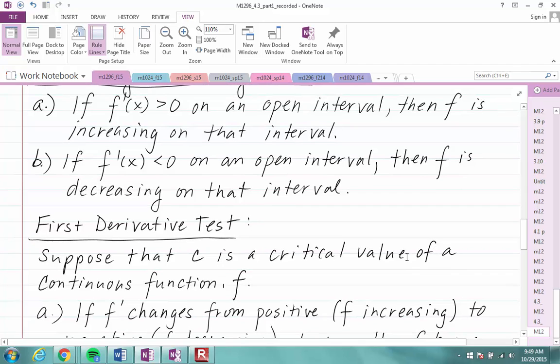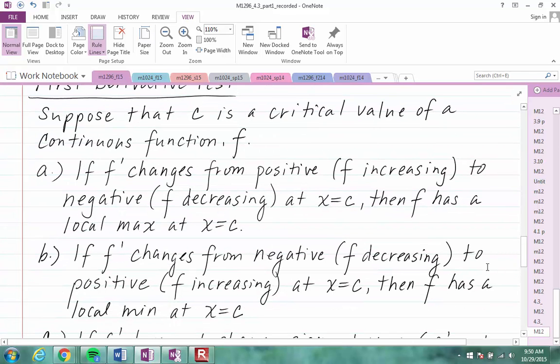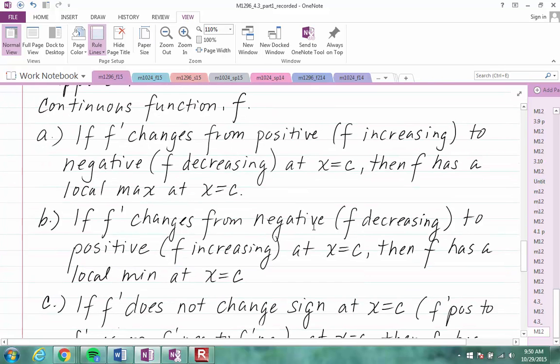Also, we have the first derivative test. Suppose that c is a critical value of a continuous function f. If f prime changes from positive, so f is increasing, to negative, in other words f is decreasing, at x equals c, then f has to have a local max at x equals c. So this was the last case I went over, where it's going positive, negative slope, it's got to be like a little mountain peak there. Maybe not the summit, but you know, it's a local high. It's got to be.